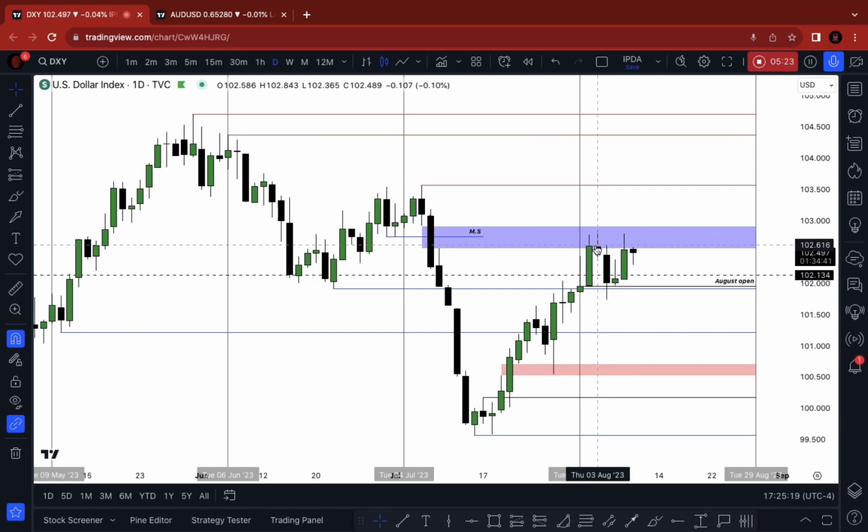I was suspecting price to probably go up into a premium for the month as well, above the opening price for August, and then give a nice sell scenario here inside this fair value gap where the market structure shift occurred, with that fair value gap or SIBI.